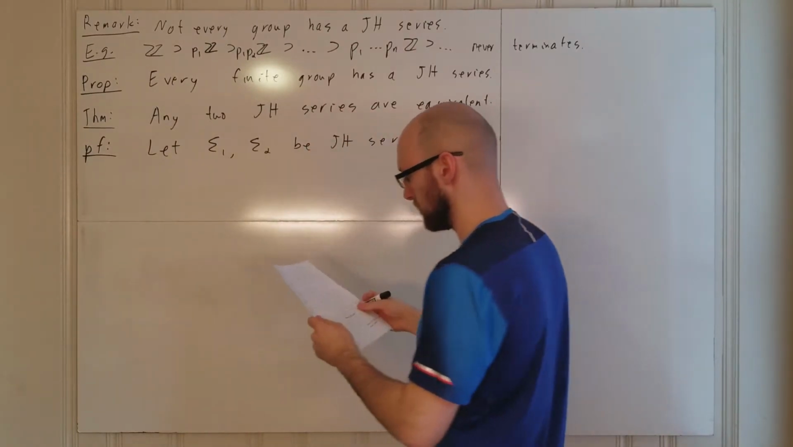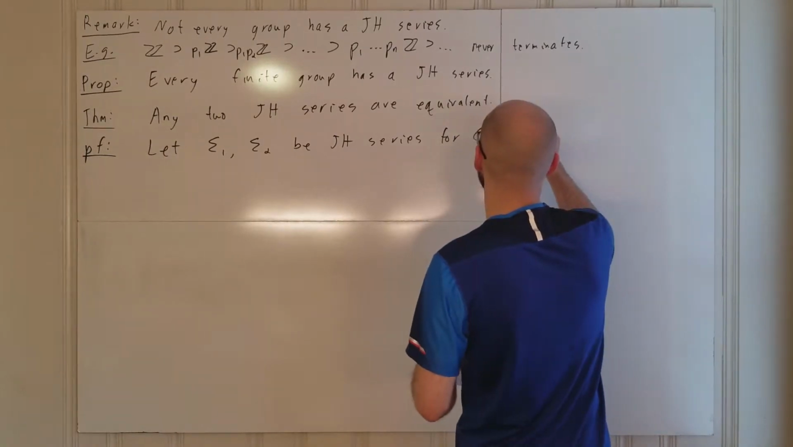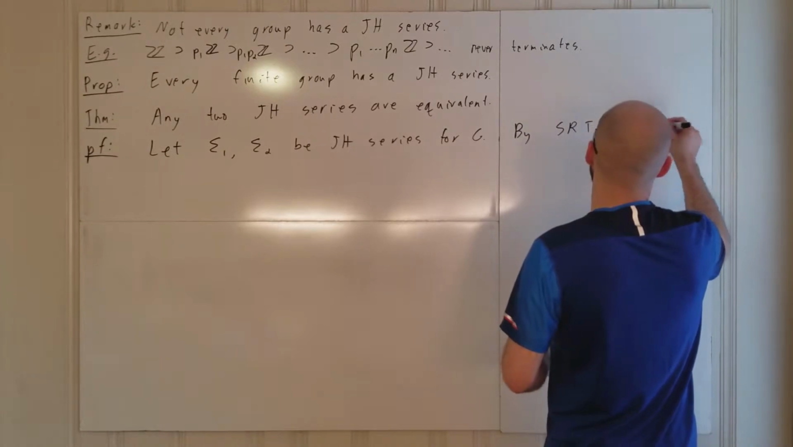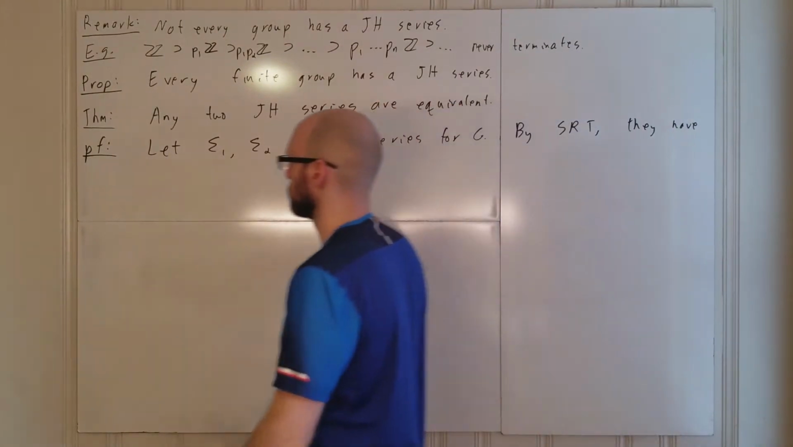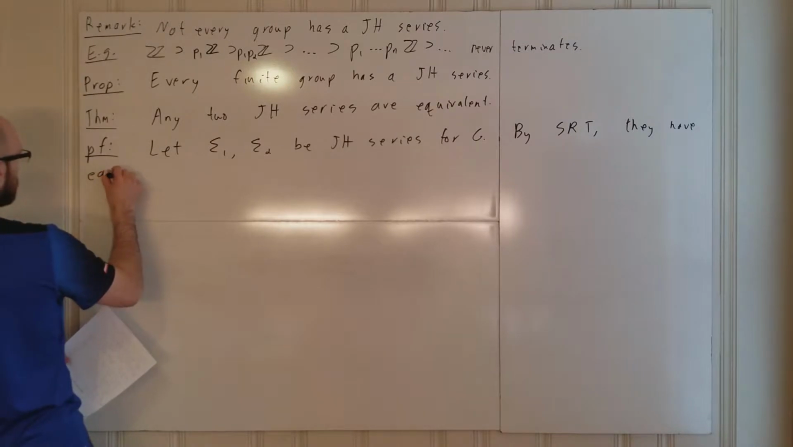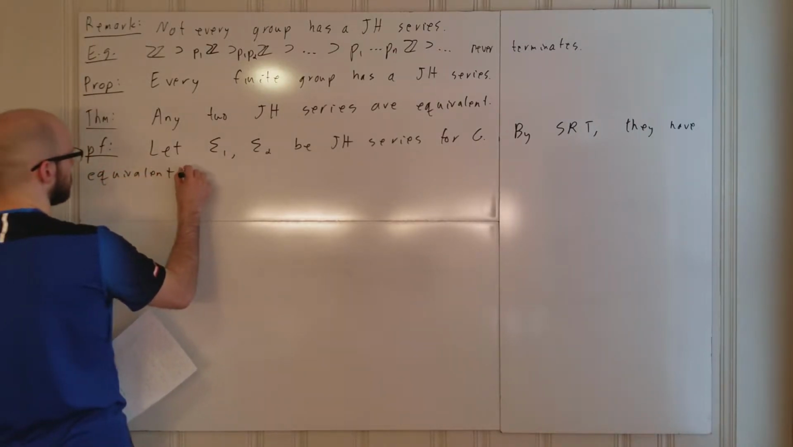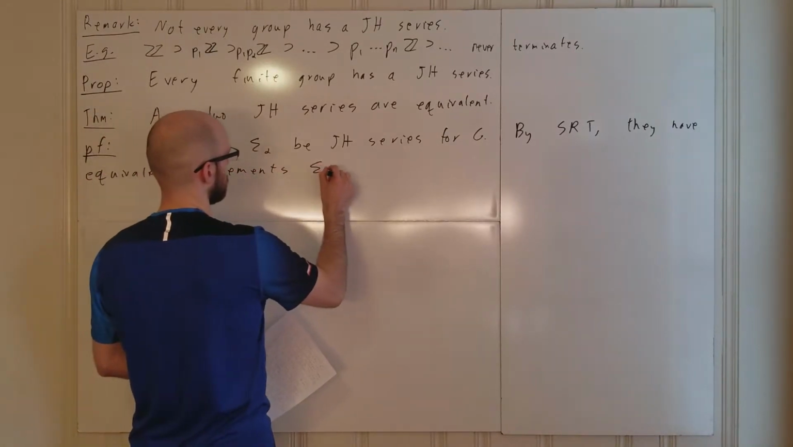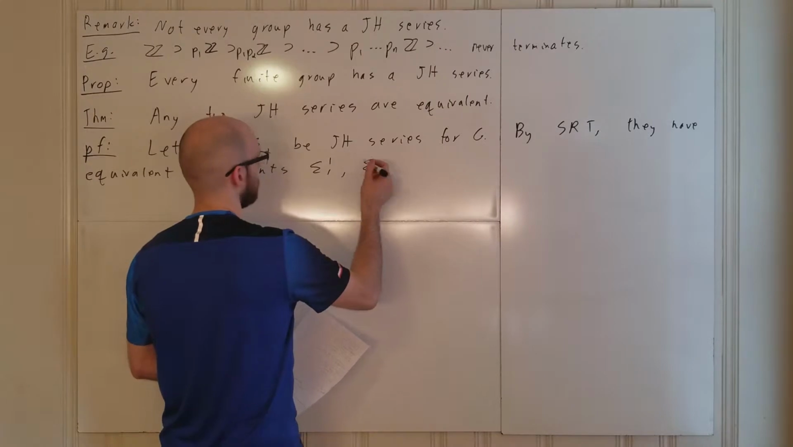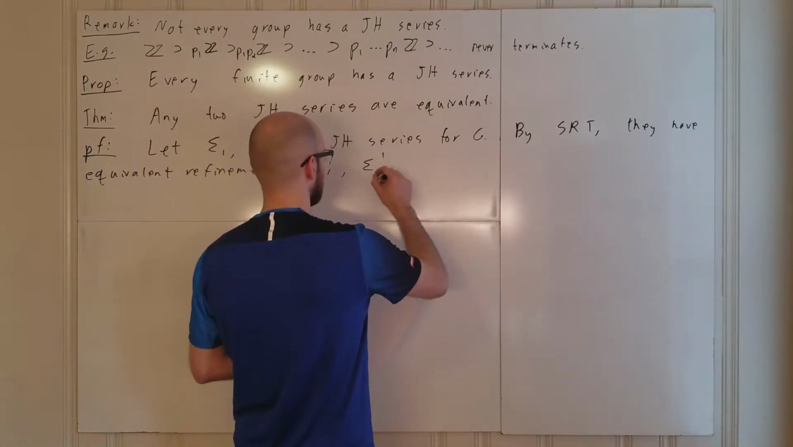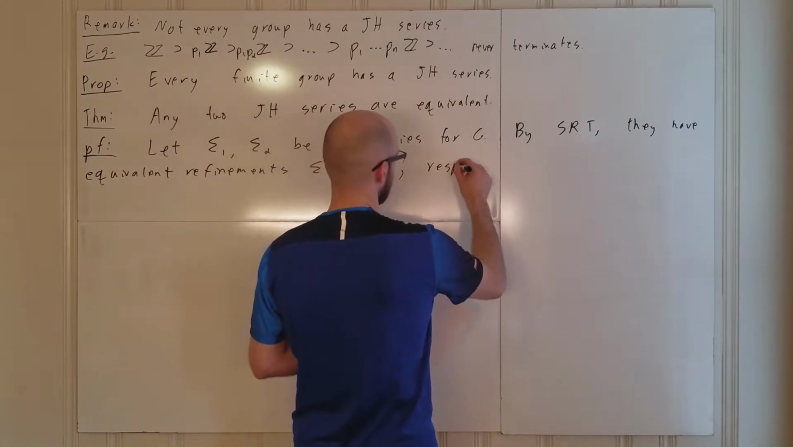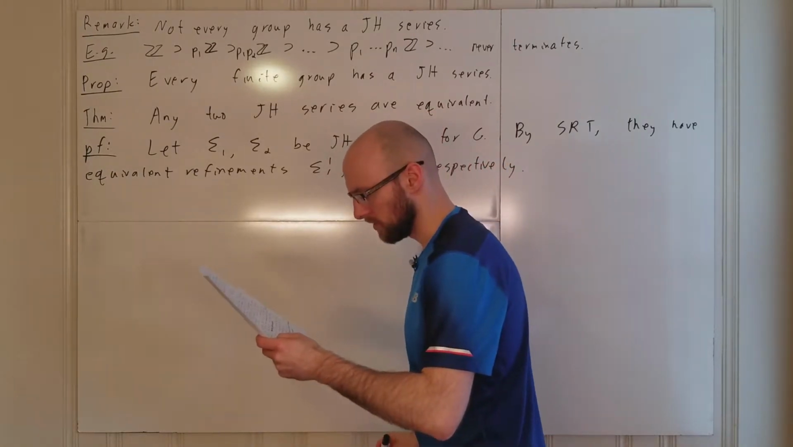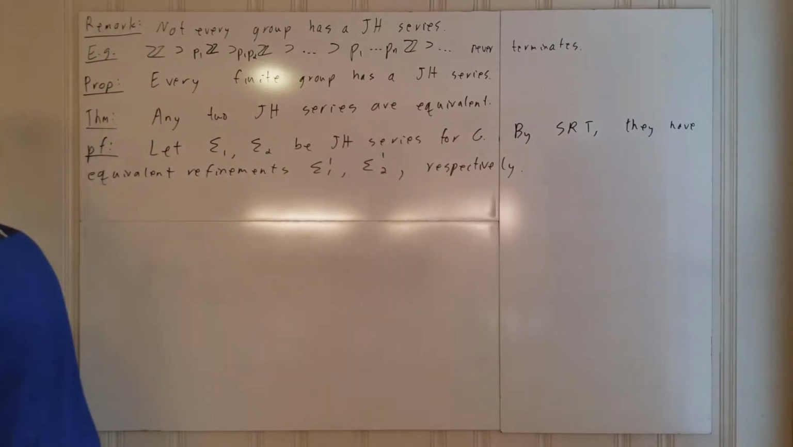For some group G. Okay? By the Schreier refinement theorem, they have equivalent refinements. We'll call them sigma 1 prime, or sigma 1 1, I don't know, and sigma 2 1 respectively. See here, we're not going to have any more of these, so I'm going to make that a prime.